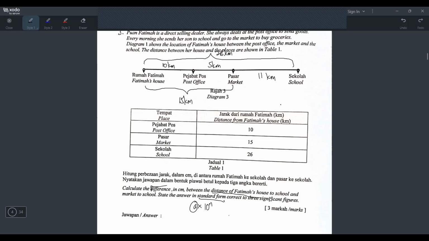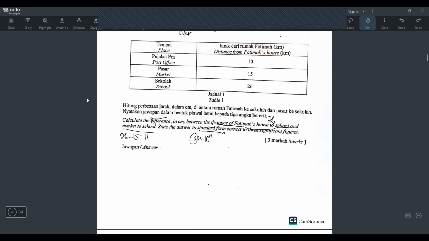So the distance of Fatima's house is given already. This is 26. And then what about market to school distance? Market to school is 11. Okay, how do you get the 11 just now? You take 26 minus 15, right? You get 11. So now we can find our difference.